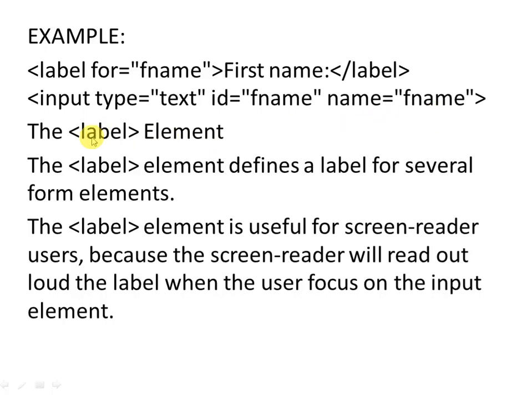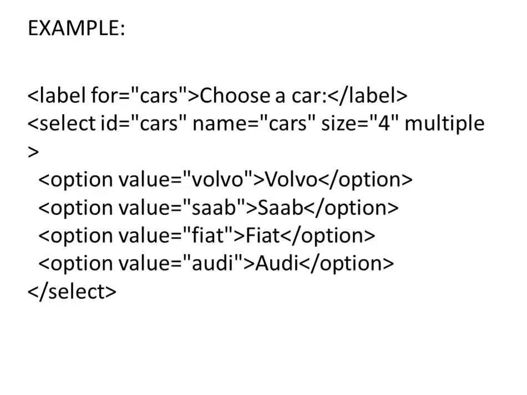And then next, the label element defines a label for several form elements. The label element is useful for screen reader users because the screen reader will read out loud the label when the user focuses on the input element. Here an example is given. So label for course. So we are going to give the label for the course. Choose a course. So select id, if you want to select through the course, name equal to course.